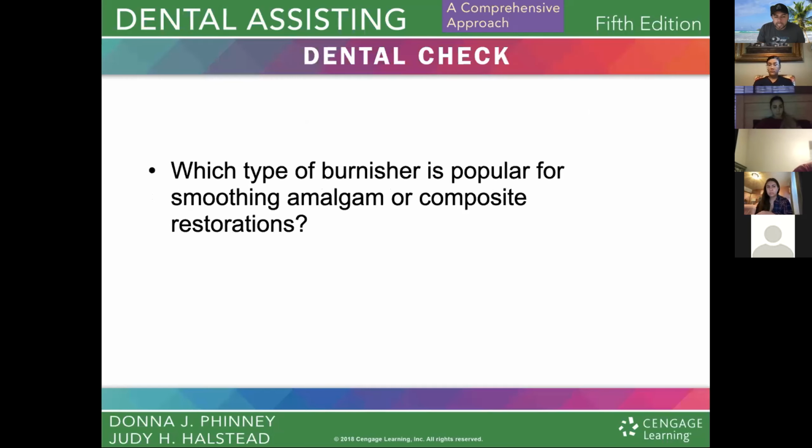So who can tell me which type of burnisher is popular for smoothing amalgam or composite restorations?